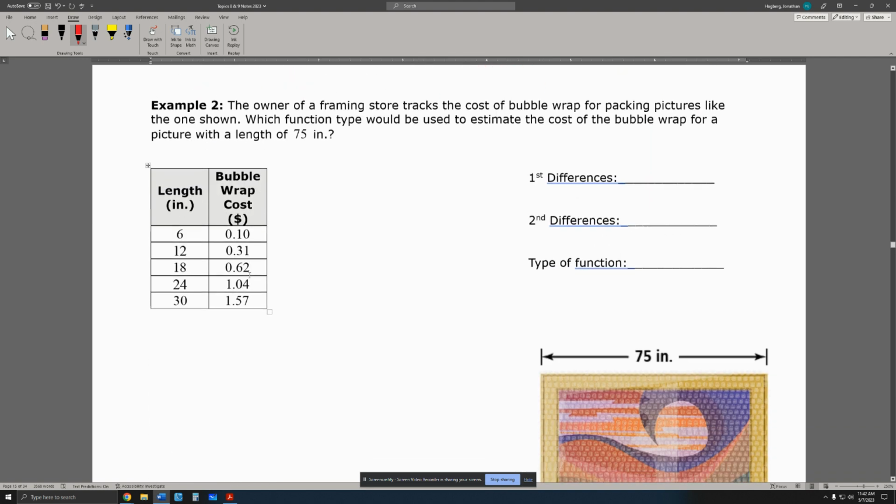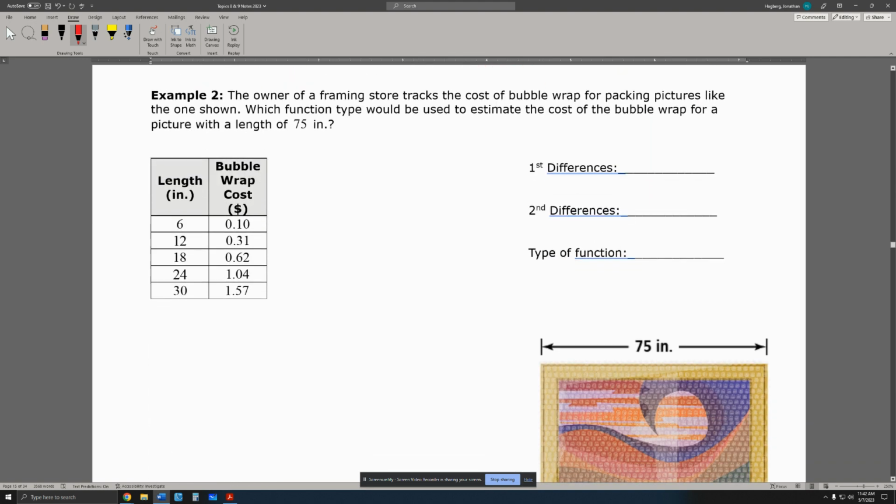Let's try another. Example 2. The owner of a framing store tracks the cost of bubble wrap for packing pictures like the one shown. Which function type would be used to estimate the cost of the bubble wrap for a picture with length 75 inches? So let's take a look here. Let's check the first differences.